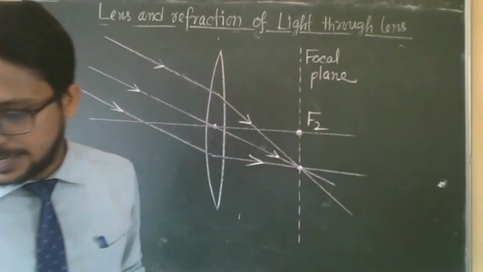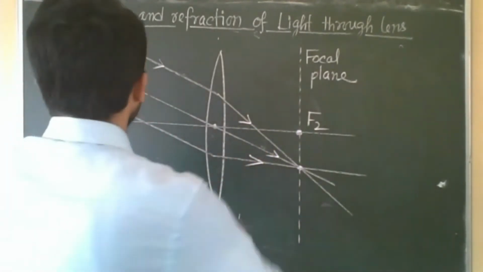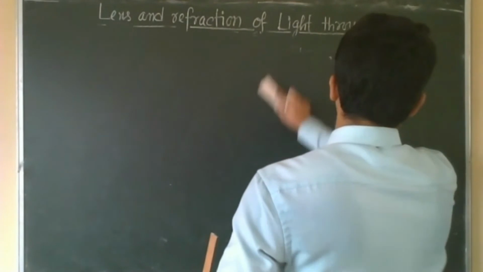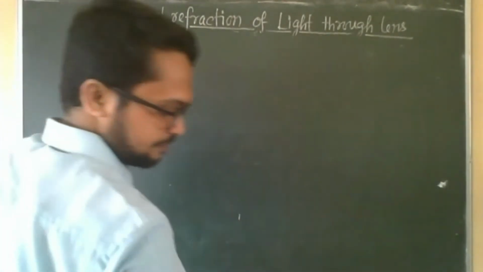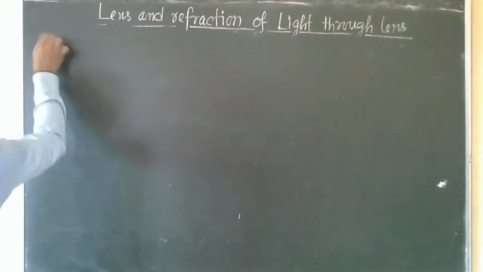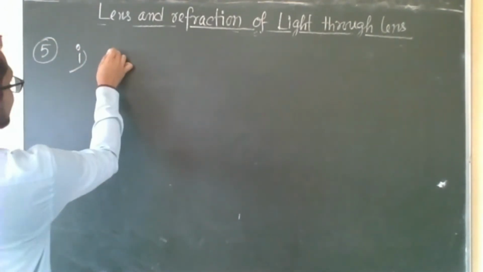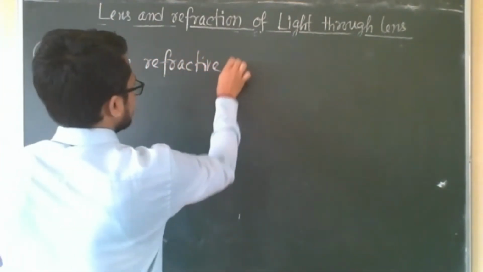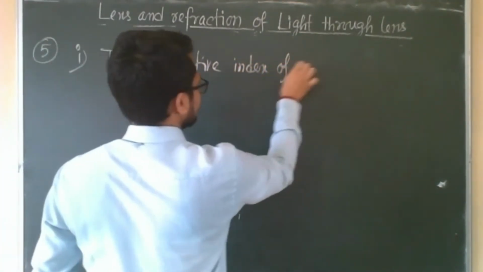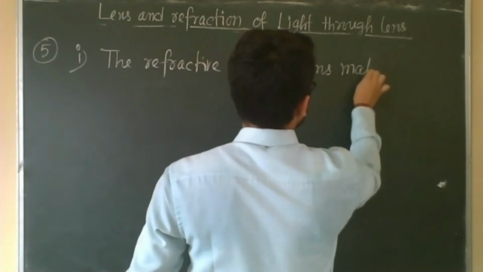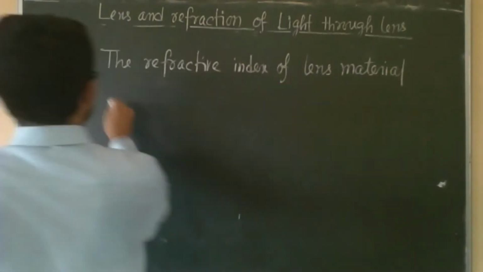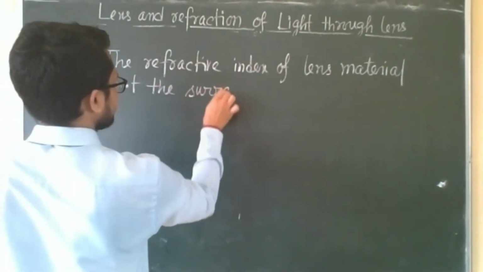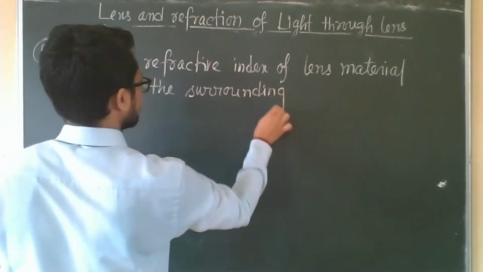Okay. Point number 5. The heading is the focal length of lens depends on. On which factors does the focal length of lens depend? Focal length of lens depends on 2 factors. First factor, the refractive index of lens material with respect to the surrounding.